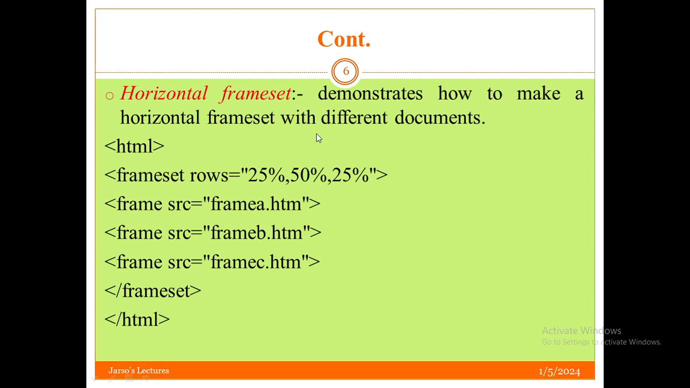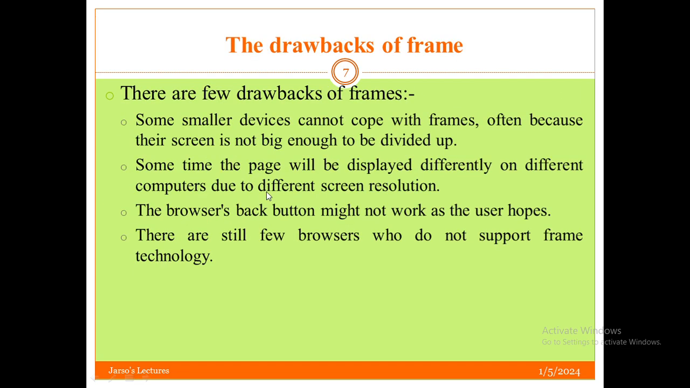It divides the computer screen or the browser's window into different rows. This can be done by the frameset tag with the rows attribute. The next point is the drawbacks of frames. Frames have some drawbacks or weaknesses.